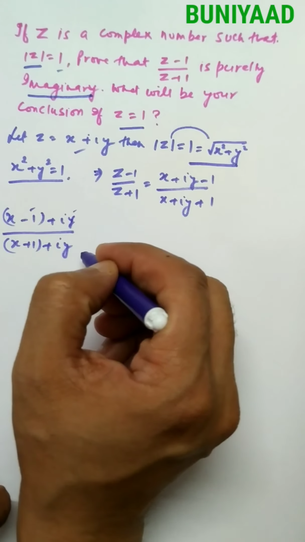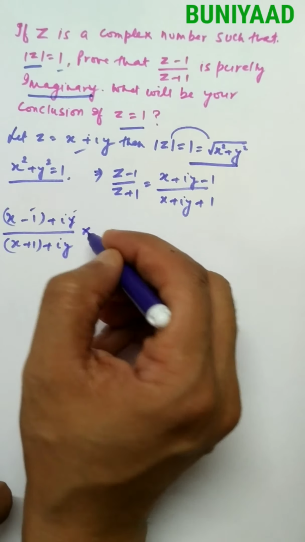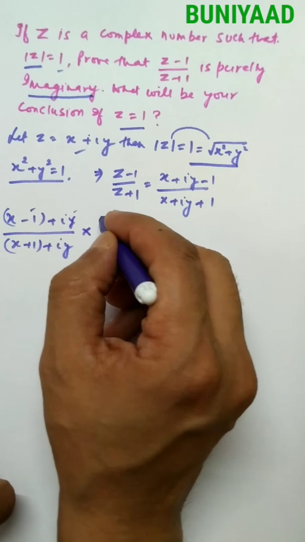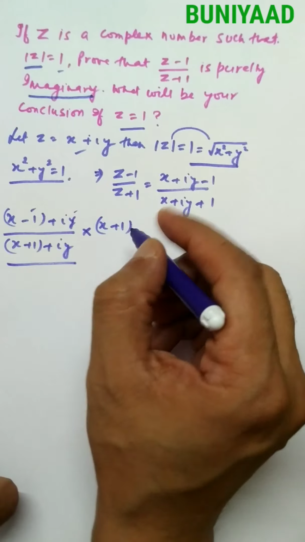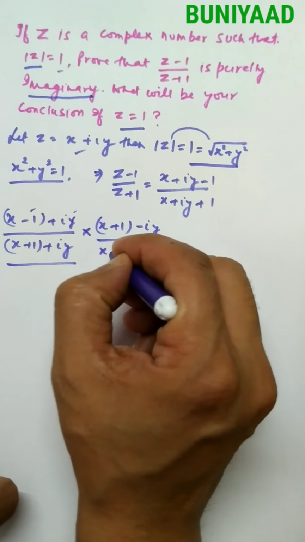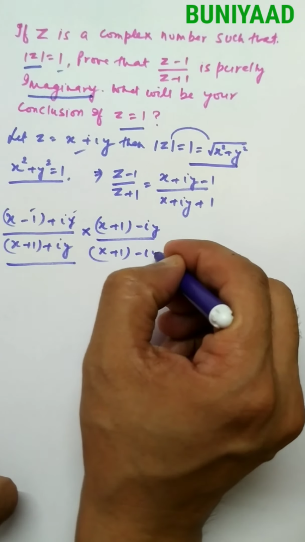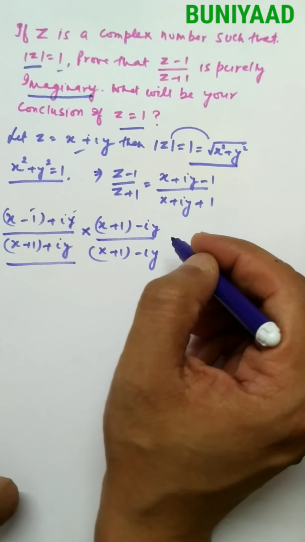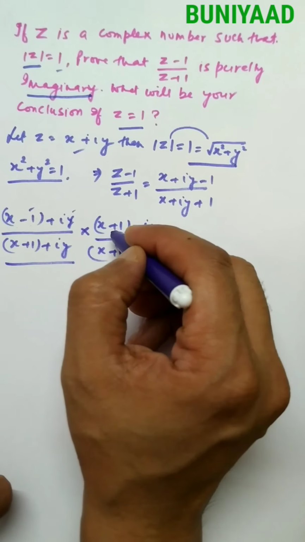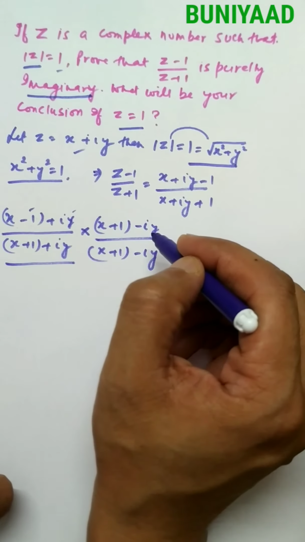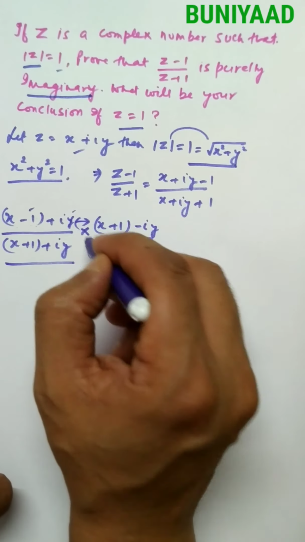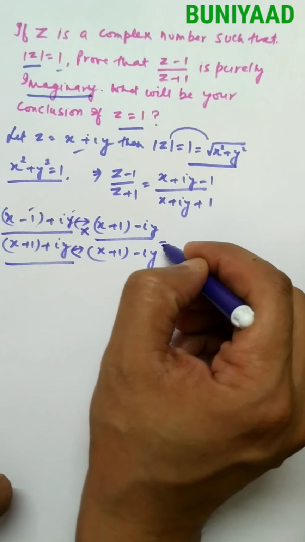How do you do it? Yes, you have to rationalize it. So you take the conjugate of the denominator. The conjugate of x + 1 + iy is x + 1 − iy. So (x − 1 + iy)(x + 1 − iy). You multiply numerator by numerator and denominator by denominator, right?